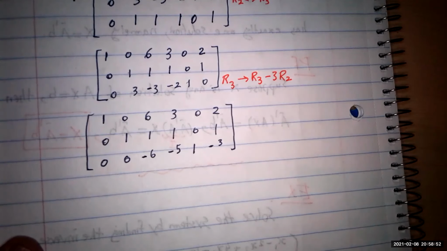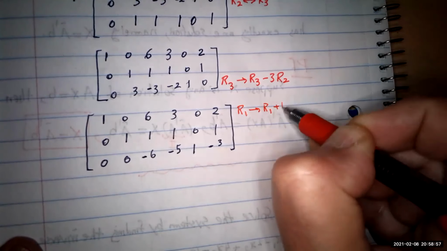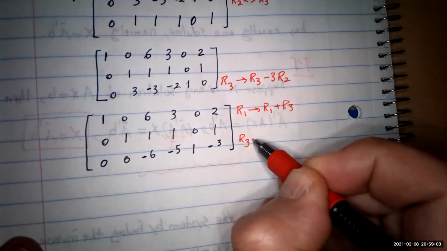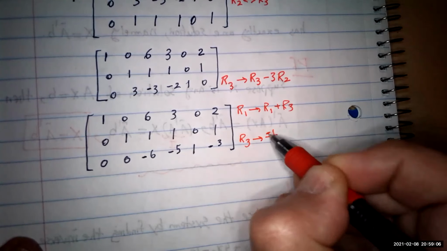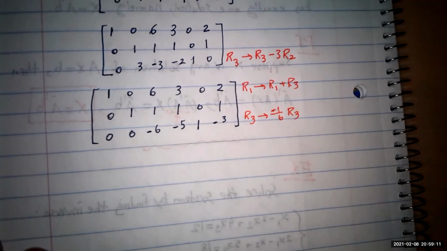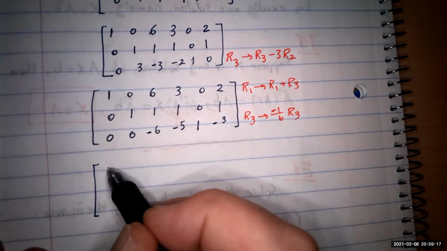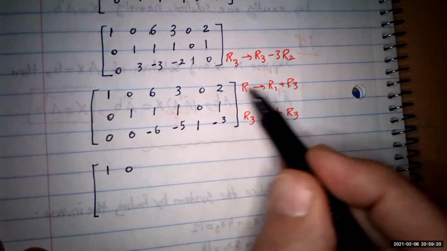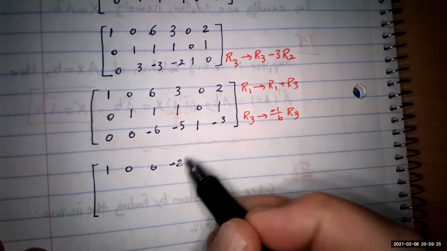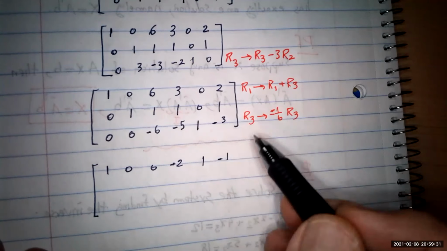So what I can do is add the R1 and the R3. And to make this one into the 1, I divide this one by a negative 6. Okay, negative 1 over 6 of R3. There, to get this one identity quickly. So I have now 1, 0, 0, R1 and R3. This is going to be a negative 2. And this is going to be 1 and the negative 1. Okay, this is a negative 1.